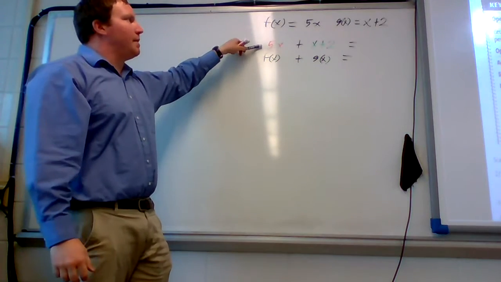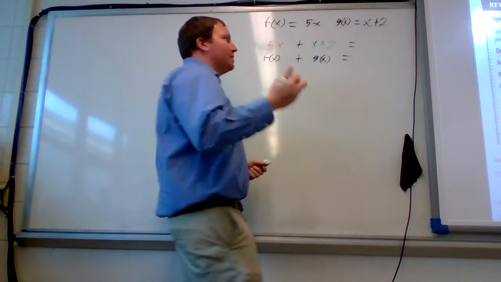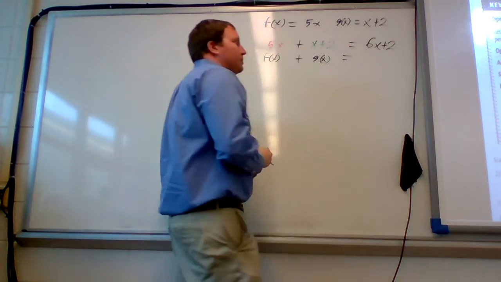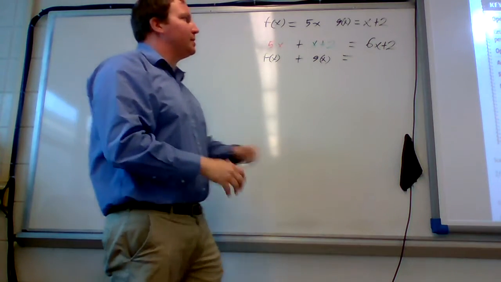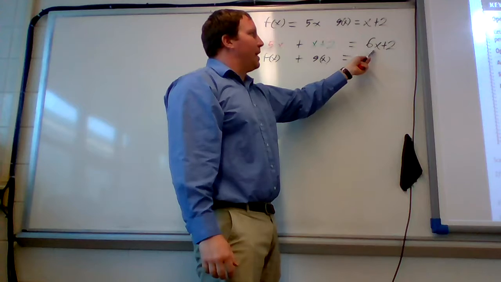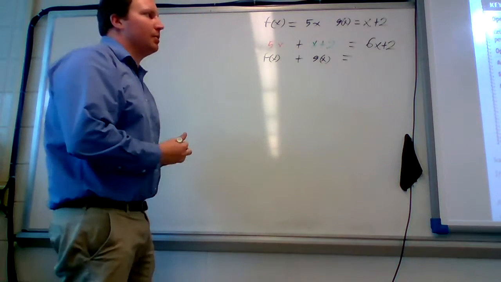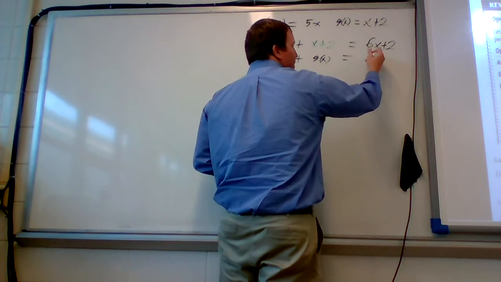So for f of x plus g of x, combine our like terms. So 5x plus x is 6x, plus 2. So we can't combine these any further, right? This is x's, this has no x, so that's a constant. You can only combine the like terms. So the answer is just an equation. It's just a new equation, 6x plus 2.